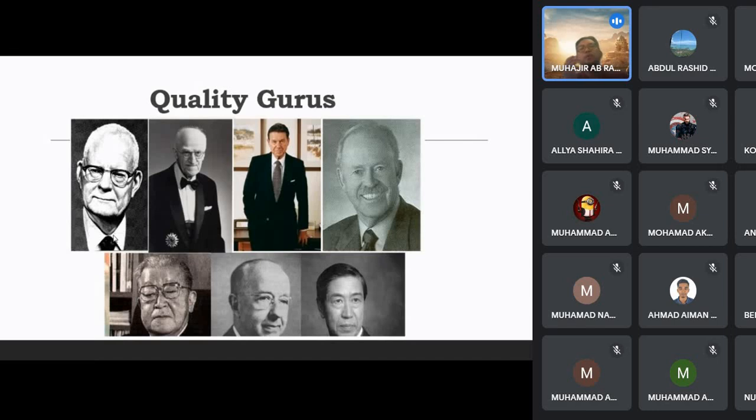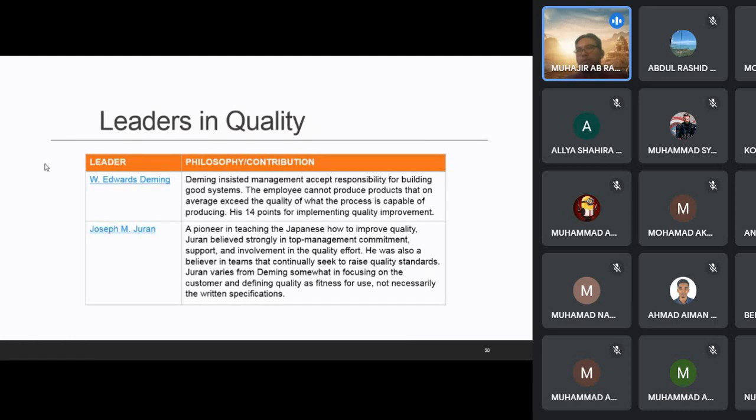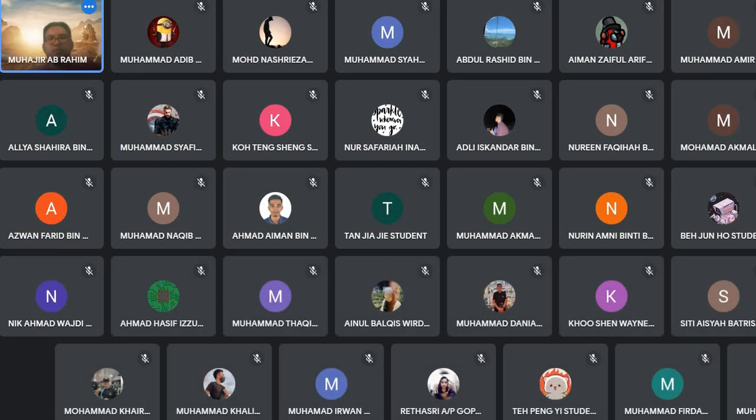Okay, now we proceed with the qualities of gurus and quality gurus. I mean, the legends, the leaders in quality theory. Okay, the first one is Edward Deming. Edward Deming has proposed these 14 points for quality improvements. So I think it's better to watch some explanation from YouTube.